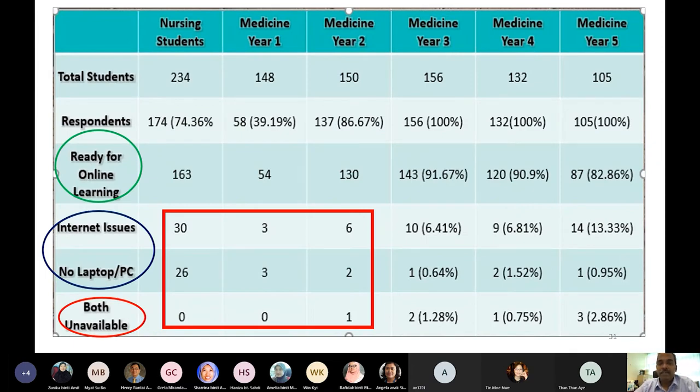Now, based on this category, during the MCO, all the faculties in UNIMAS did a survey among their students. And this was the outcome. This is the outcome, the readiness for online learning. These are the number of students.